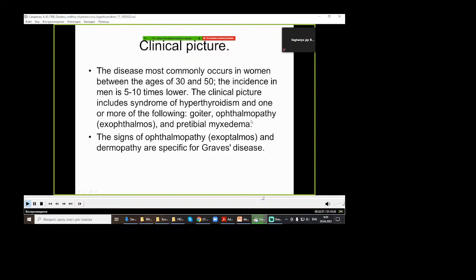Clinical picture, clinical presentation. The disease most commonly occurs in women between the ages of 30 and 50. The incidence in men is 5-10 times lower. The clinical picture includes syndrome of hyperthyroidism and one of the following symptoms: goiter, ophthalmopathy, and pretibial myxedema. The signs of ophthalmopathy and dermopathy are specific for Graves' disease.